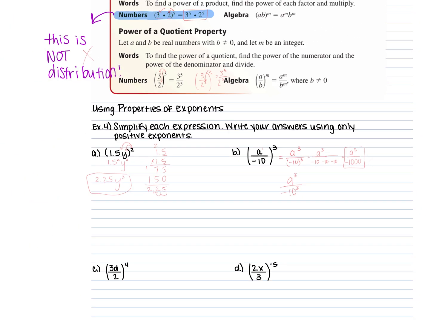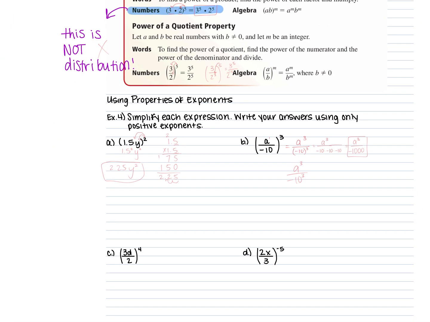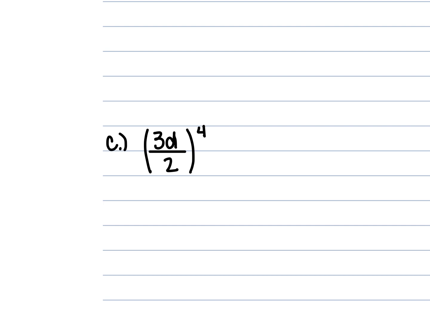Okay, let's try another one. C. We have 3d over 2 to the 4th power. What do you guys think? Okay, 3 to the 4th, d to the 4th, over 2 to the 4th. Do we have to simplify any of these? Y is bigger than 3, so we just circle it. That's our answer.